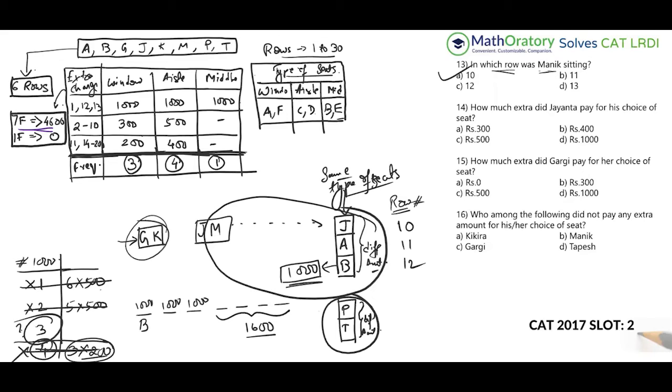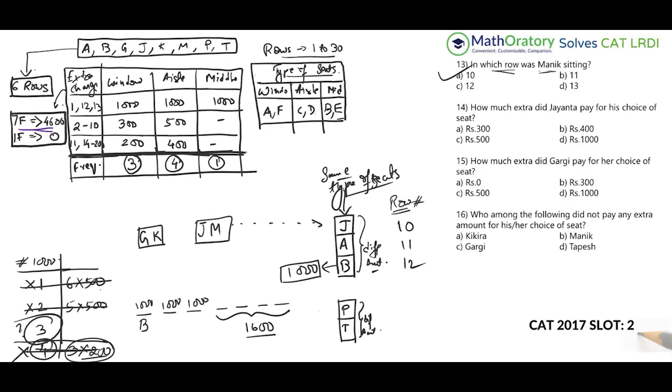None of them paying 1,000 is not possible, because if none of them pay 1,000, then only two people can pay 1,000. One of J, A, B, and M, that is B, is paying 1,000, and maximum one person from P and T can pay 1,000. Both have to pay different amounts. So that is not possible, which automatically implies that G and K are the other two individuals who are paying 1,000. So let me mark that out as well. So G and K are paying 1,000 here, right?